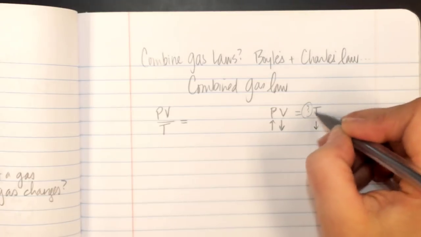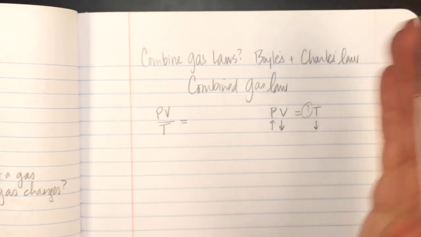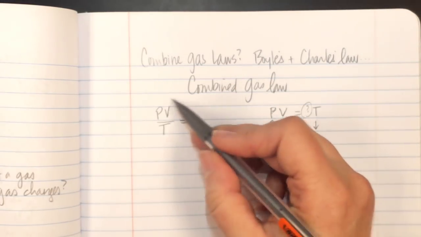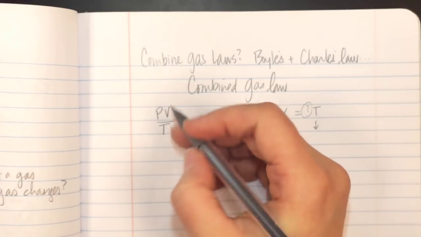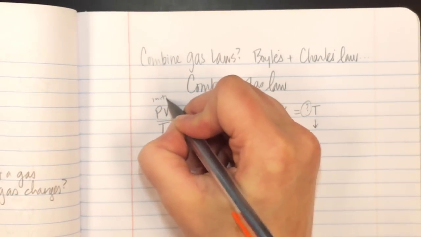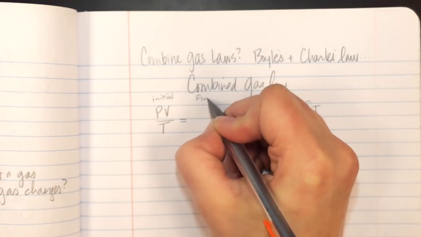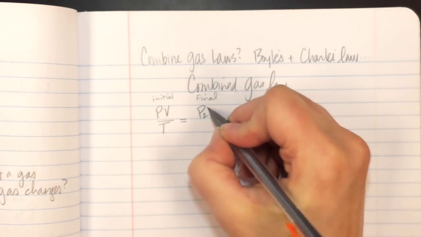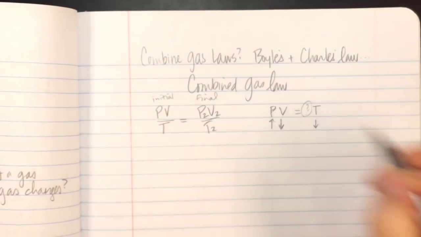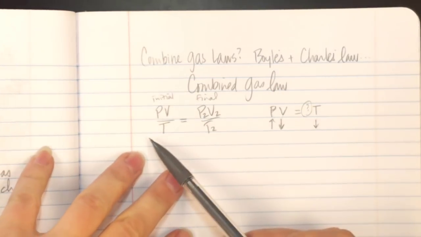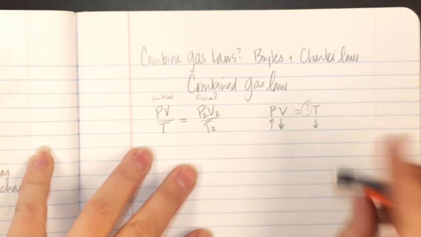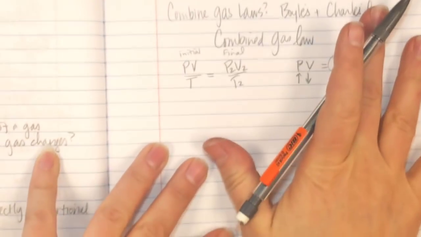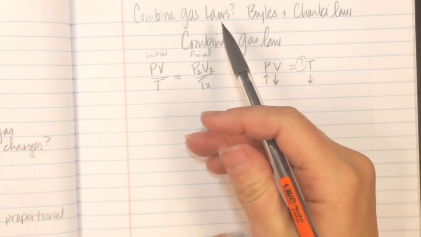We don't know what the stuff is, so the only way that we really can study gases is to keep them in this proportion where there is some initial and some final. So P1 V1 over T1 is going to be P2 V2 over T2, and this proportionality is called the combined gas law. And we're going to use it to solve problems.